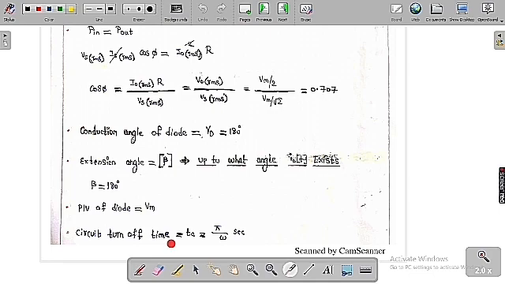So what is the angle between them? 2 pi minus pi is pi, but we want the time, so therefore pi by omega we are going to get the time. So circuit turn-off time is equal to pi by omega seconds. This much amount of time we are going to give a reverse voltage across the diode. So this is the analysis of this circuit.